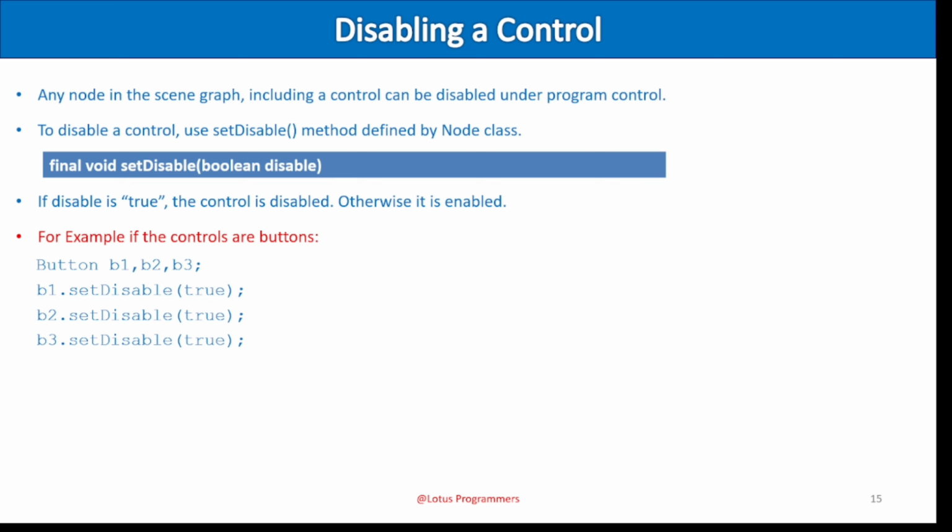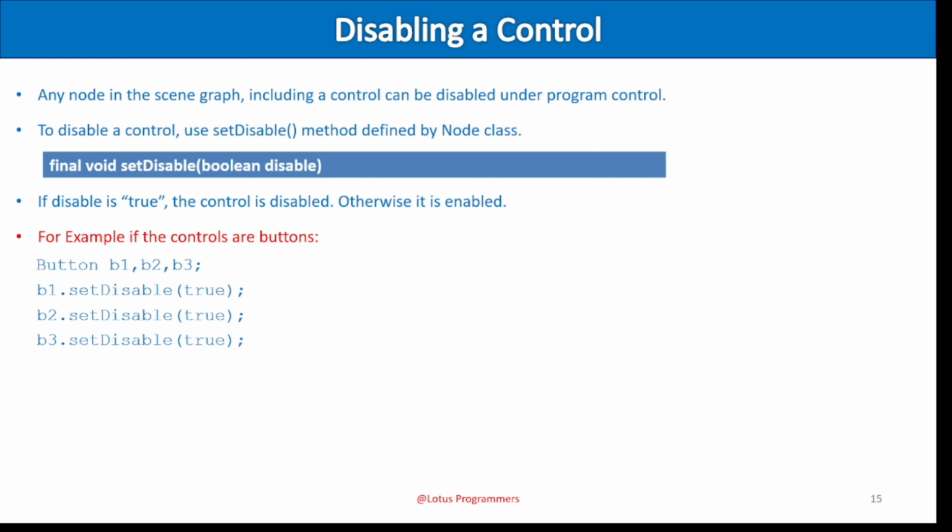The syntax for defining this method in the Node class is: final void setDisable(boolean disable). So when the setDisable method's argument is passed as true, the control is disabled automatically. When it is false, the control is in the enabled condition.